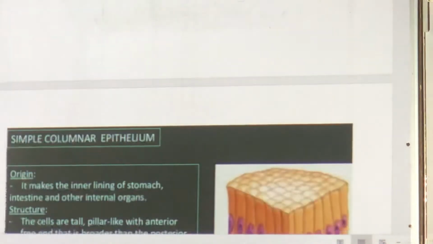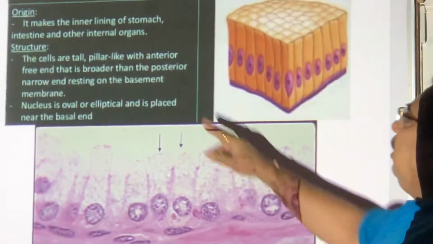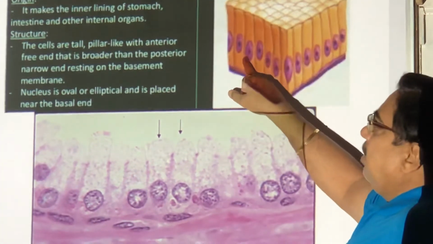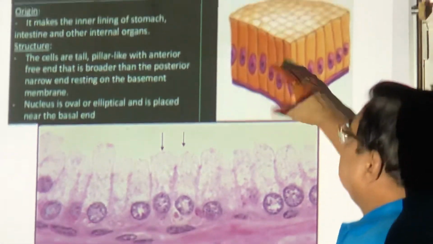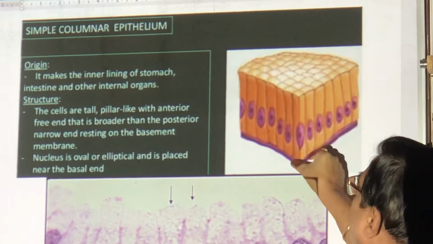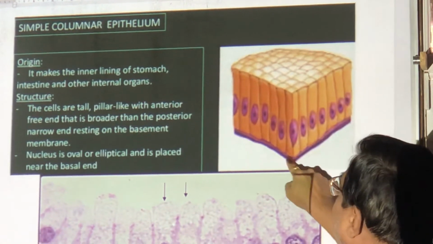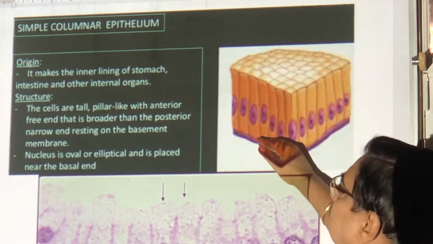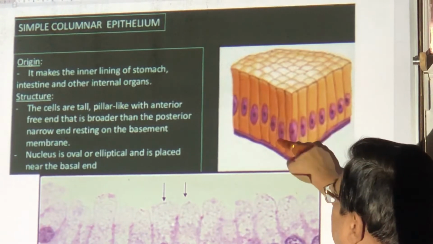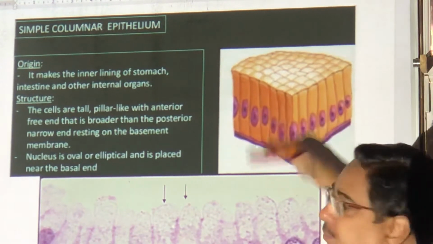Let's go to the third type. Simple columnar. It lines your stomach and intestine and other organs. Cells are tall, they are like pillars, like chalk. It is broader, a little narrower at the top, okay? And there is a basement membrane on which it is stuck. Nucleus is oval or elliptical and it is present basal, below the half line.